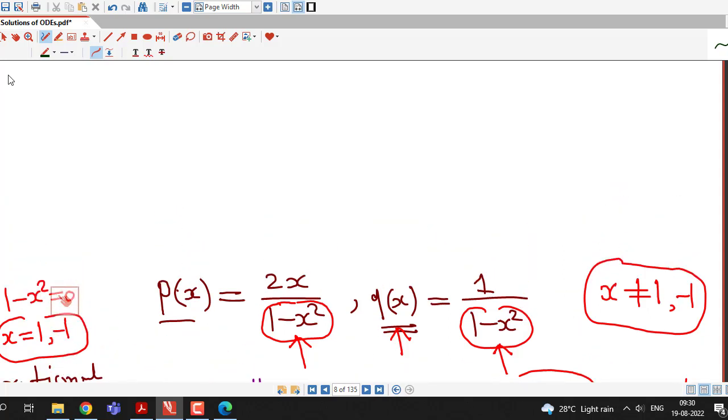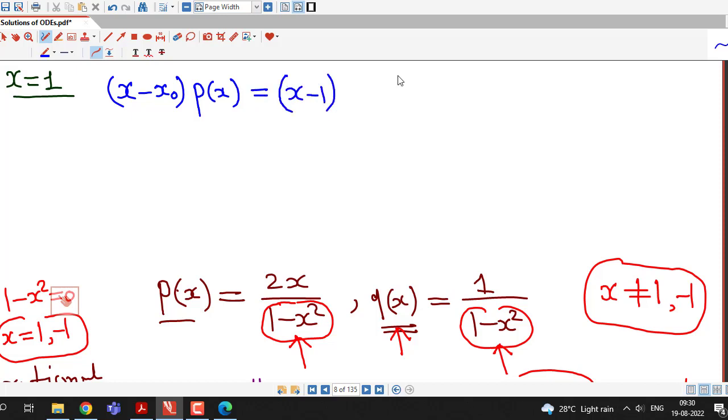So if I want to check for x equal to 1, then my x0 is 1, and first I have to decide x minus x0 into p(x). x0 is 1, so here I consider x minus 1 into p(x). p(x) is 2x divided by 1 minus x square, and this 1 minus x square can be written as 1 minus x times 1 plus x.